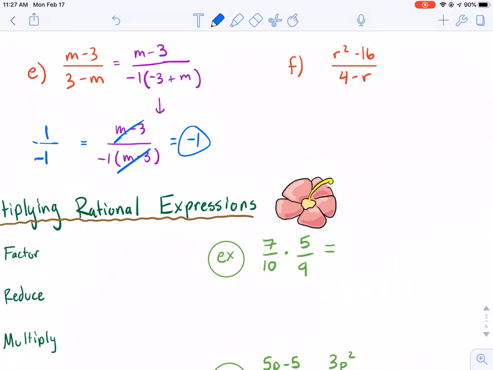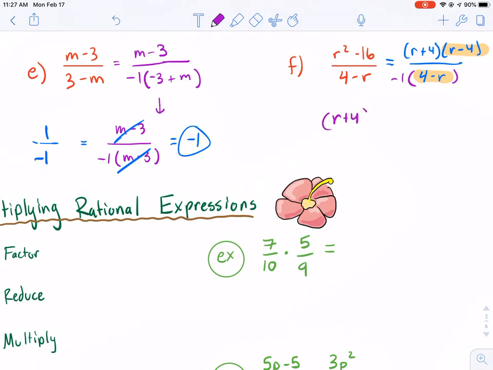Example F, we have r squared minus 16. We should recognize that that's difference of squares, so we have r plus 4 times r minus 4. In the bottom, we have 4 minus r. Now you're probably thinking, this is disappointing because we can't cancel in the top and bottom. You actually can though, but you need to do more factoring. If you recognize that these are opposites, then you can factor out a -1 in either and change it to match each other. So what I'm going to do is factor out a -1 in the bottom. Let me show you what that looks like.